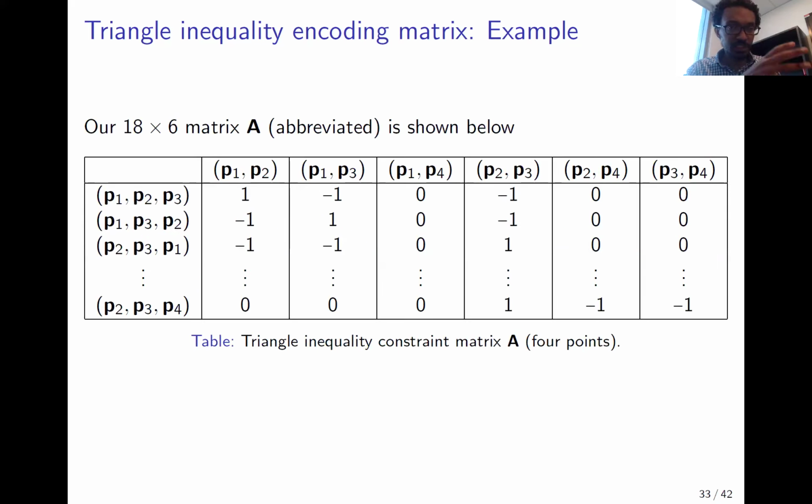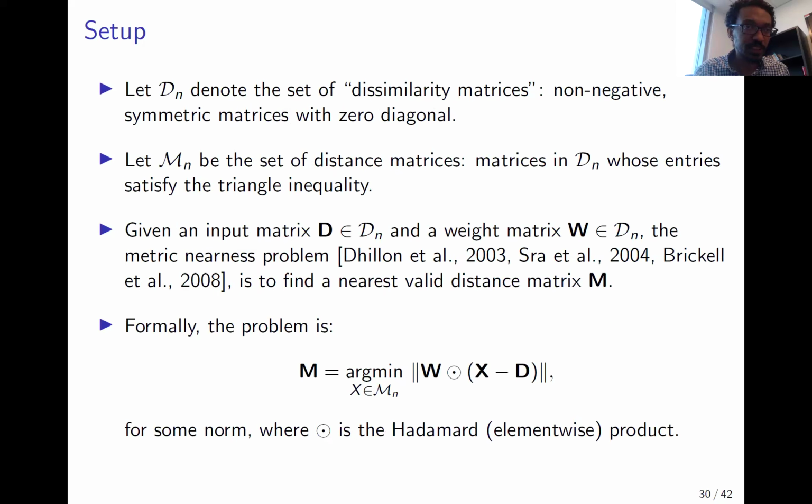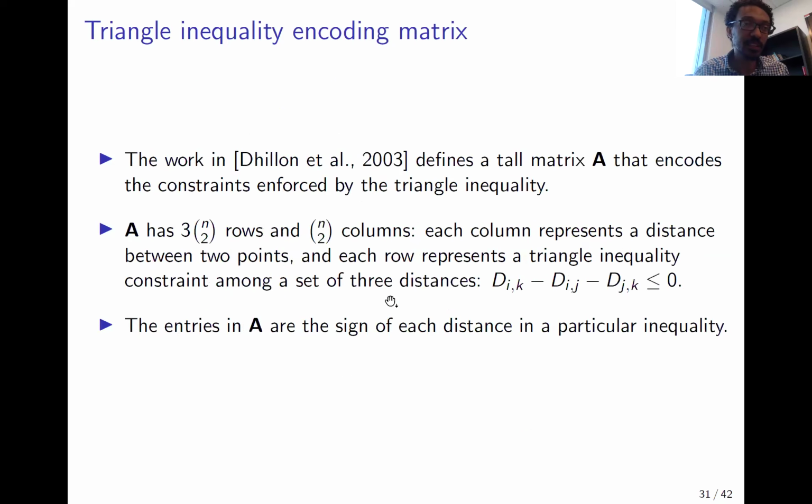And here I've abbreviated the distance matrix, because it's 18 by 6 for the case of 4 points. But essentially, this is what the matrix A looks like. Okay, so this is the matrix that encodes the triangle inequality with the 4 points. And this is quite central to the optimization algorithm proposed in the metric nearness problem.